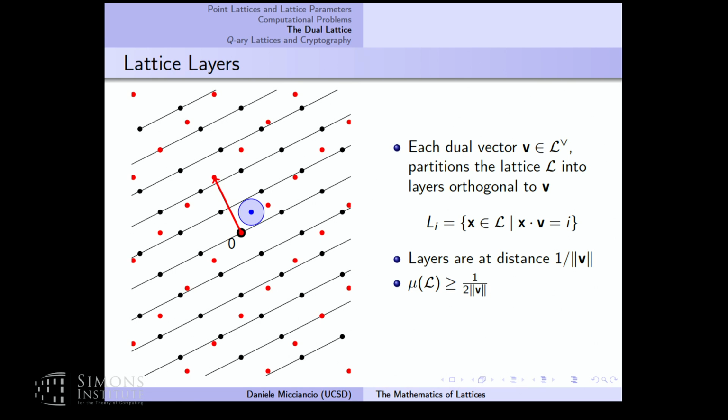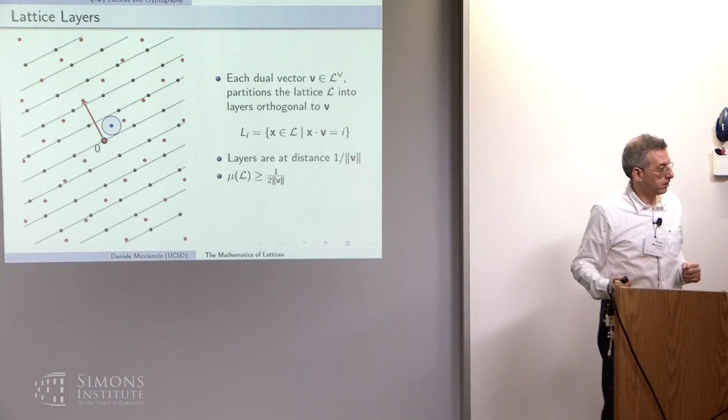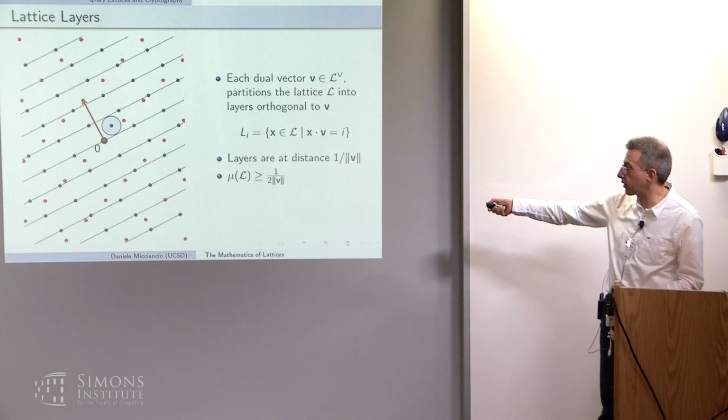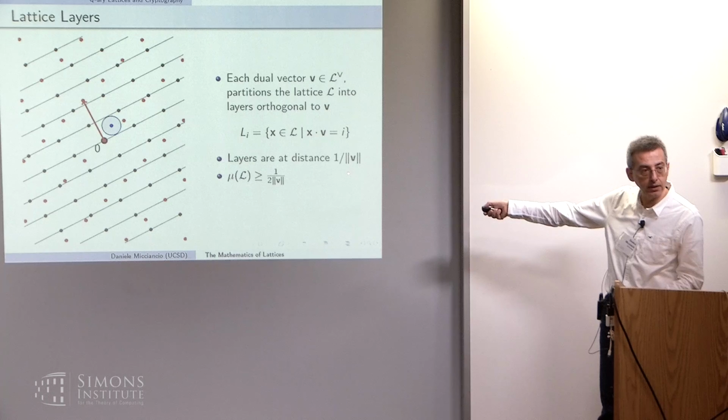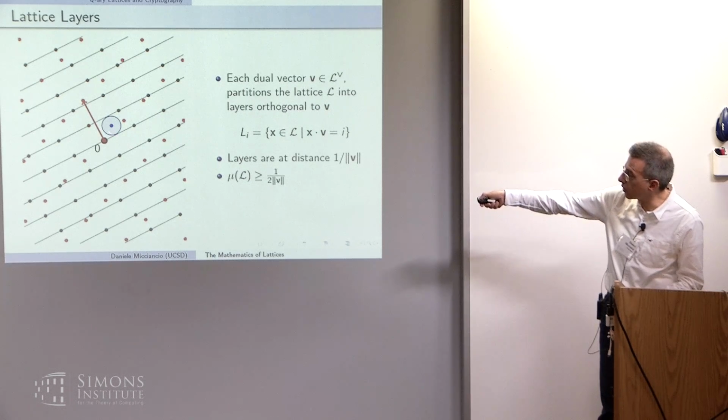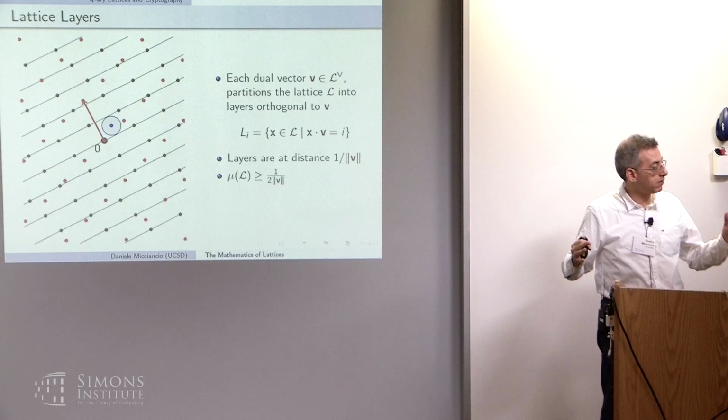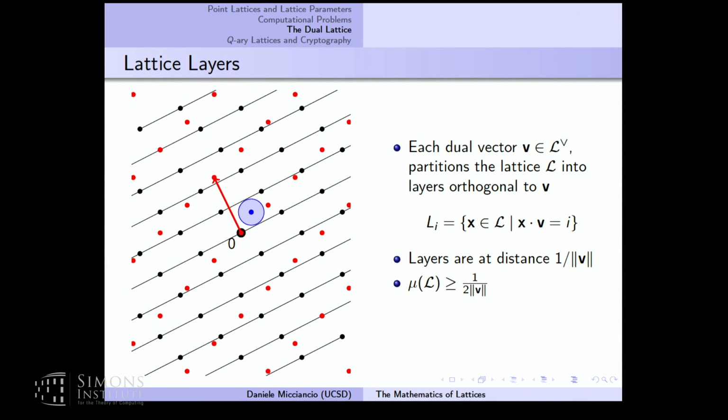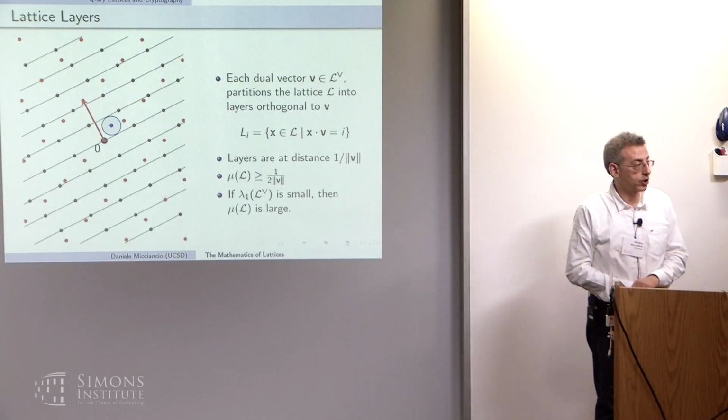So this provides a lower bound on the covering radius of the lattice. If you can find a short vector in the dual lattice, the short vector will give a partition where the layers are far apart from each other, and you will have these big gaps between layers where you can put a sphere without lattice points in it. So if you have short points in the dual lattice, then necessarily you must have a large covering radius in the primal lattice. If lambda 1 of the dual is small, then mu of the lattice L is large.